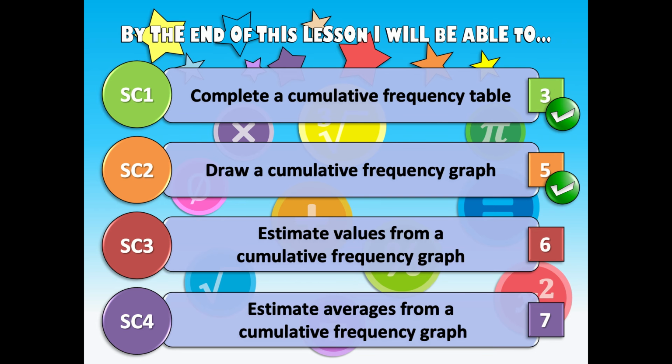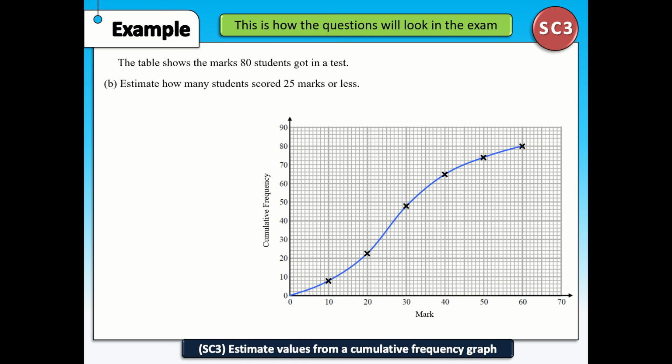Now we've completed success criteria 2, so we're going to move on to number 3, and this is to estimate values from a cumulative frequency graph. So here I've got my cumulative frequency graph for the 80 students. We want to estimate how many students scored 25 marks or less. So we want 25 marks or less, so that means we need to go up from where we mark on 25 marks. So the marks column go across, so that's the x-axis.